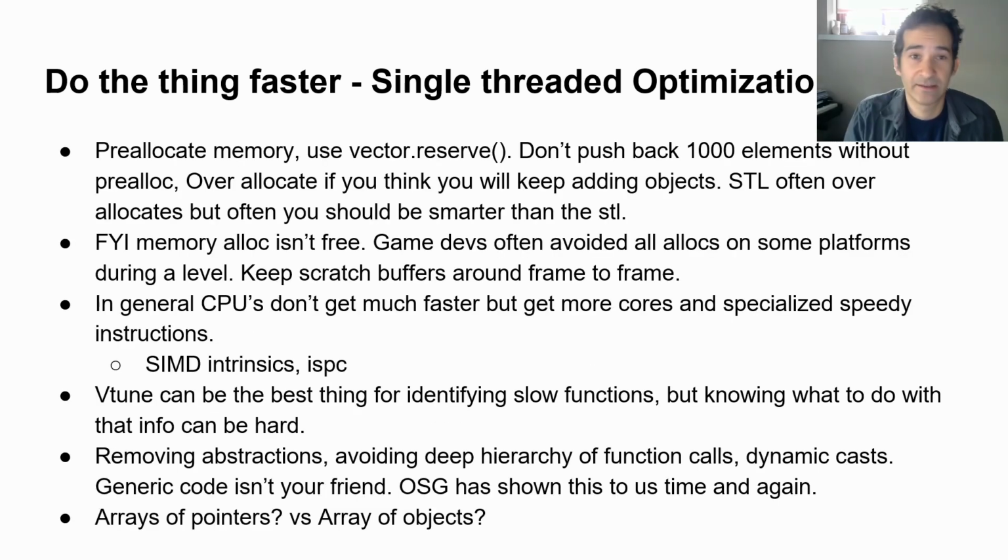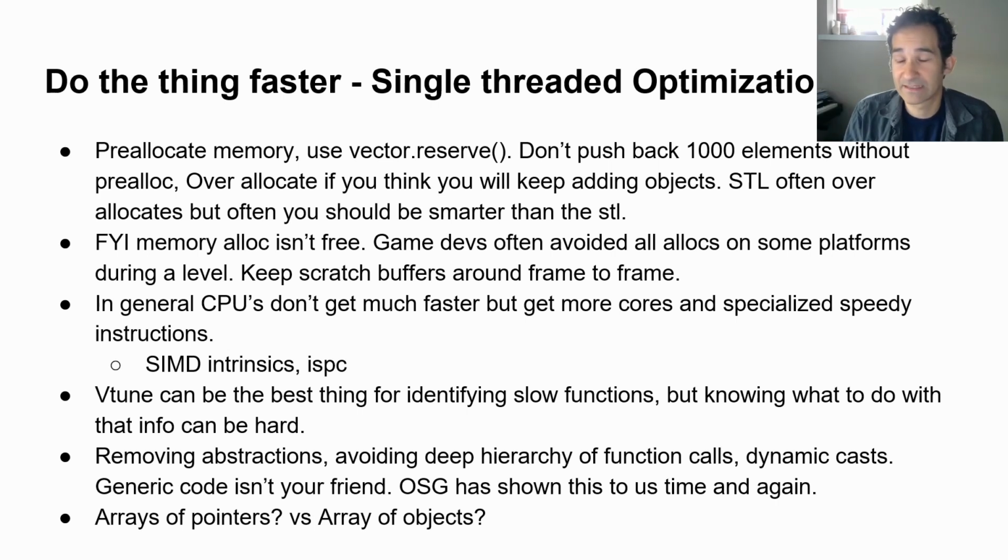So some other single-thread optimizations to think about: pre-allocate memory. If you think that you can just push back 1,000 elements and it's not going to cost you, you're wrong. There are some geometric growth operations, but if you know how big something is, you can allocate it once. Allocating data is not free, and neither is freeing the memory and copying it. So if you know how big something is, use that fact. Add vector reserve to your code.